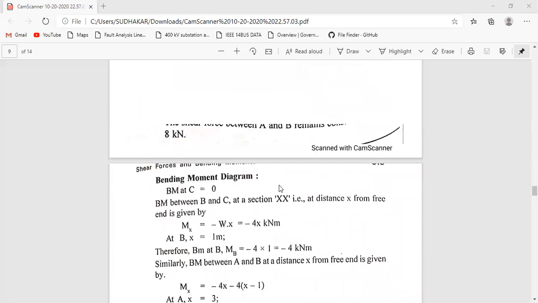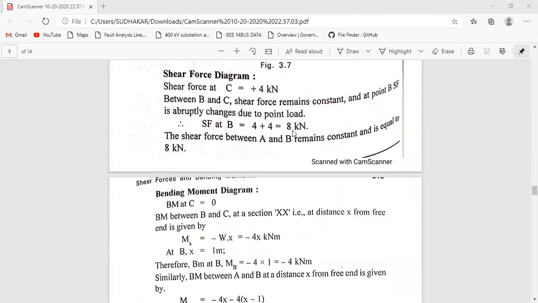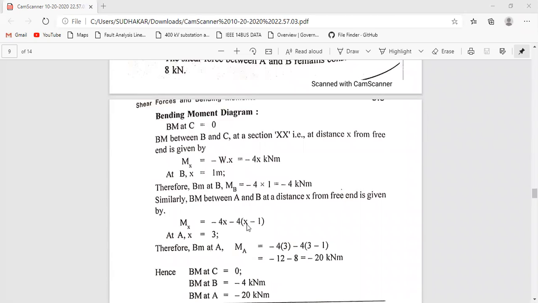Suppose I'm considering a section XX here. You need to calculate all the shear forces and bending moments; at the x-axis it will be 0. So we need to calculate all the bending moments. 4 kilonewtons into x, that is 4x, which is negative, and then minus 4 into this x. The overall length will be 1 meter. This is x, and this is x minus 1. So the moment is minus 4x minus 4 times (x minus 1).